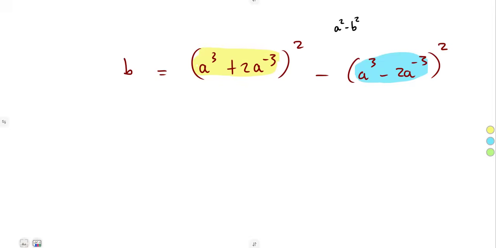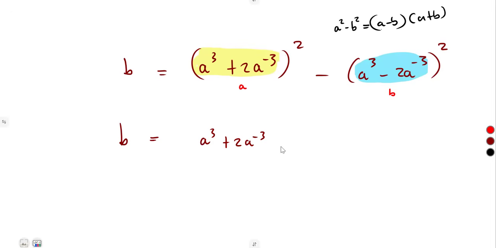If a squared minus b squared truly gives us a minus b into a plus b, why can't we do the same thing? Because we have what represents our a and what represents our b. So this is going to give us a minus b. We take our a, which is a cubed plus 2a to the exponent of minus 3. That's our a. Minus b. This is our b, but it is an expression now, so we must open a bracket to simplify that expression.